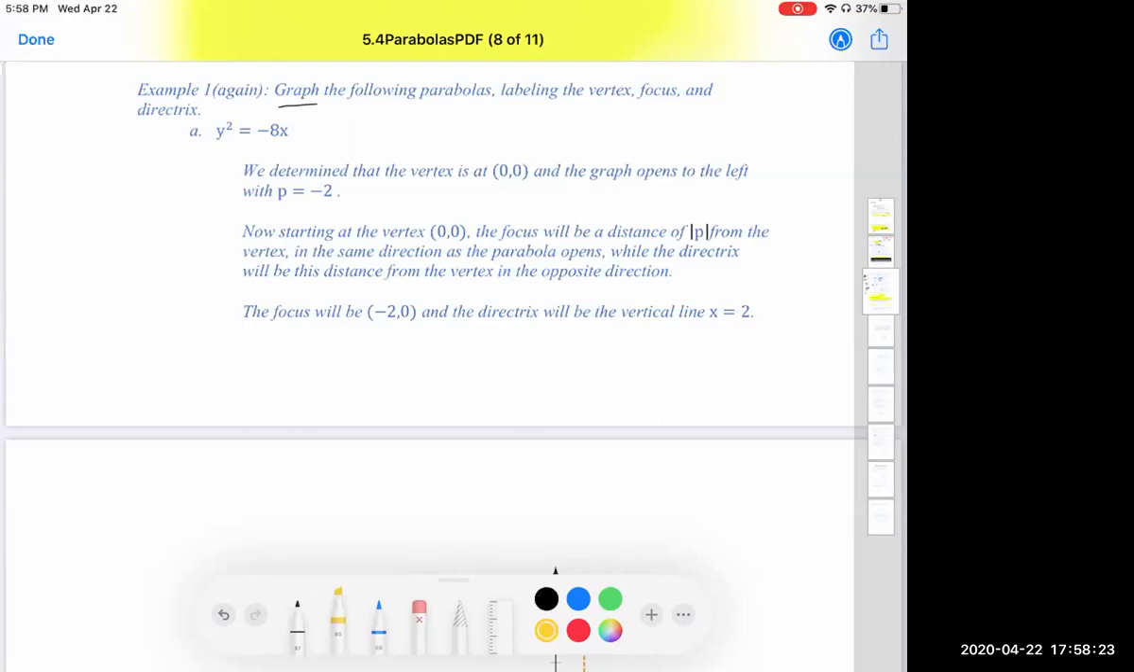So again, in case we forgot, I have my y squared, so that means it opens left or right. Because we have a negative, it opens to the left. And we get that p from negative 8 is equal to 4p. That gives us that p is equal to negative 2. And we did that in the beginning. All right, now let's add some more. Starting at the vertex, the focus will be the distance of the absolute value of p from the vertex, in the same direction as the parabola opens.